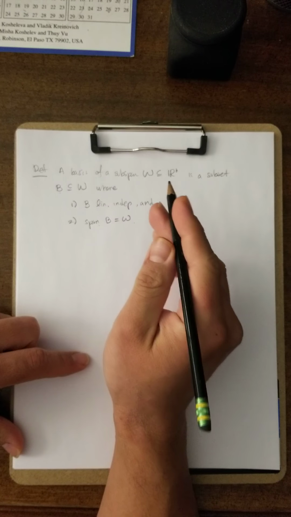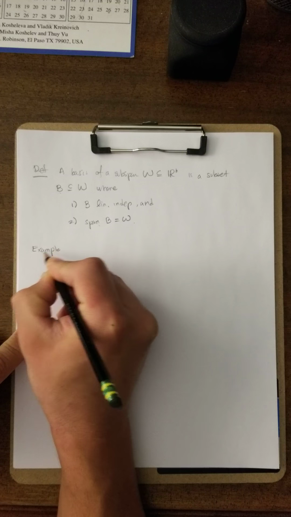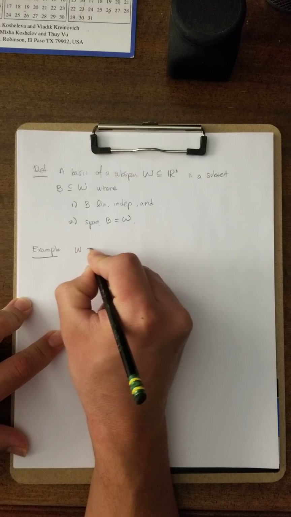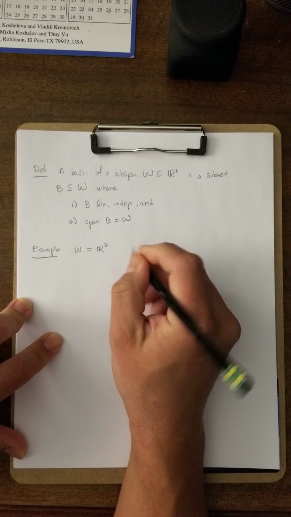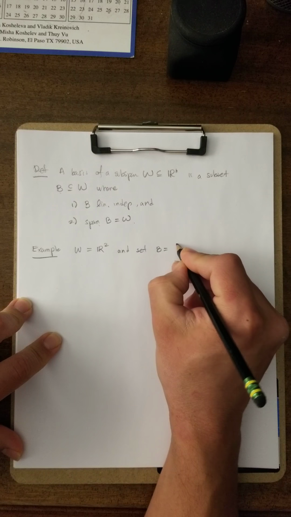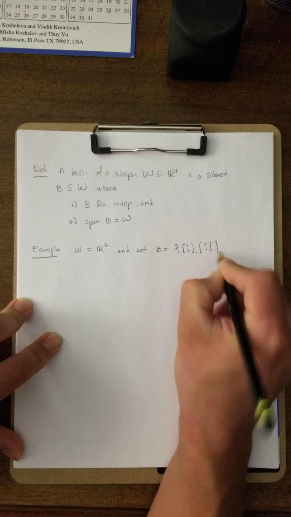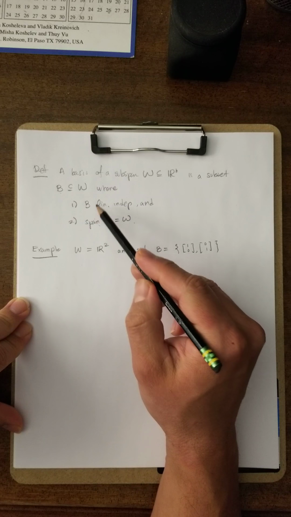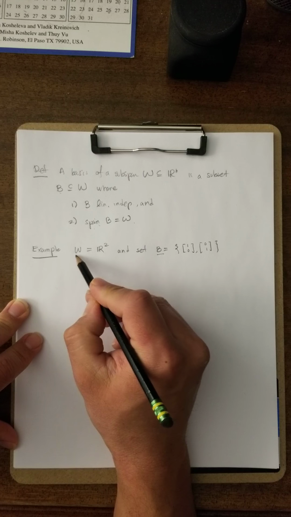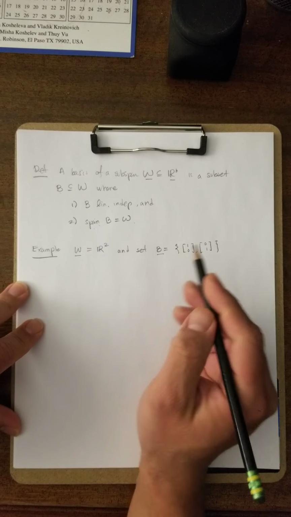Well, before we get into those details, let me introduce an example. So I'm going to take W to be all of R2, and I will set B to be the set of vectors (1, 0) and (0, 1). Let's see if this set B satisfies these two properties. There's really nothing to be checked on W being a subspace of Rn, as well. W is all of R2.